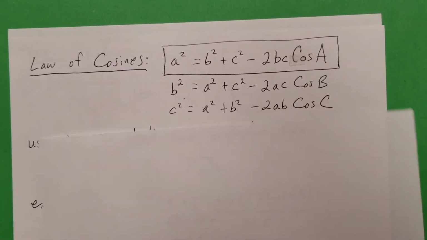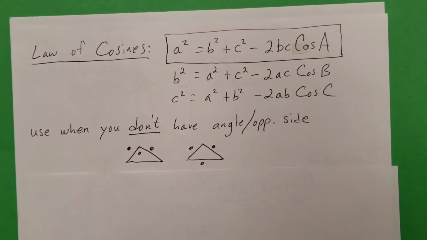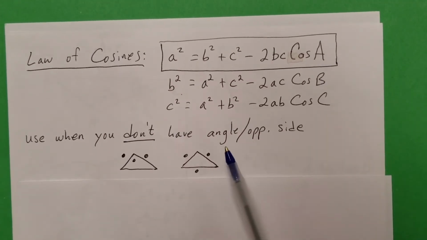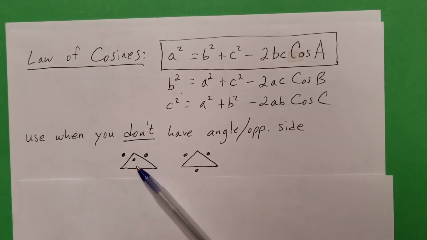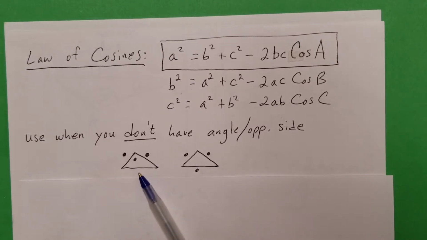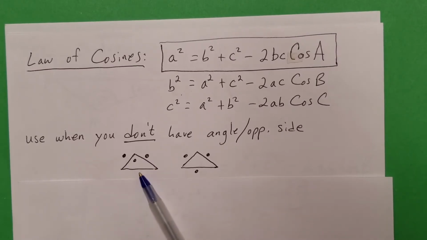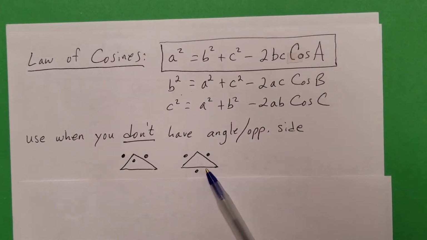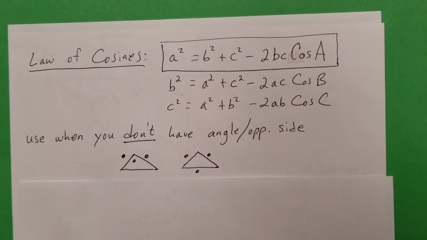Okay? So you use this when you don't have an angle and opposite side. Right? Look at this here. You don't have an angle and opposite side. Here's an angle, there's no opposite side. Here's a side, there's no angle to go with it. Here's a side, there's no angle. So the sine law wouldn't work here. And the sine law wouldn't work here either. Right? Because you don't have any angles here. But it would work here. It would work with the law of cosines.